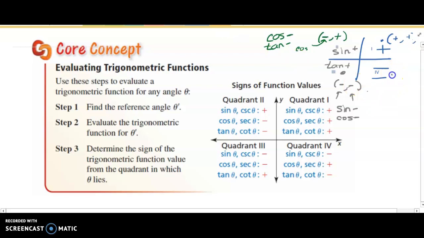And last but not least, a point over in this quadrant would be a positive x value and a negative y value. So my cosine would be positive.